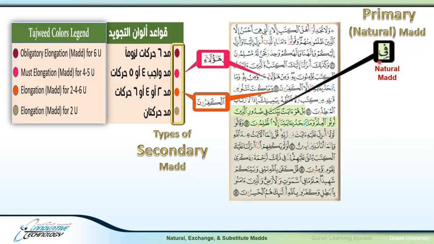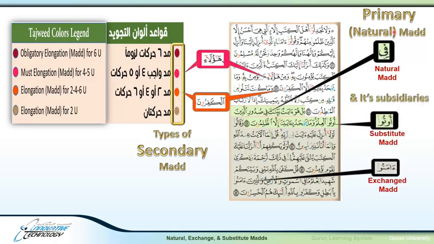In fact, it is only given the color black, like the fi, which is a natural med, and it's in black. There is no unique color identifying it. Similarly, if we look at its subsidiaries, the primary natural med subsidiaries, like the substitute med or exchange med, like in utu here, it's black. And like aminu, the a here is black.